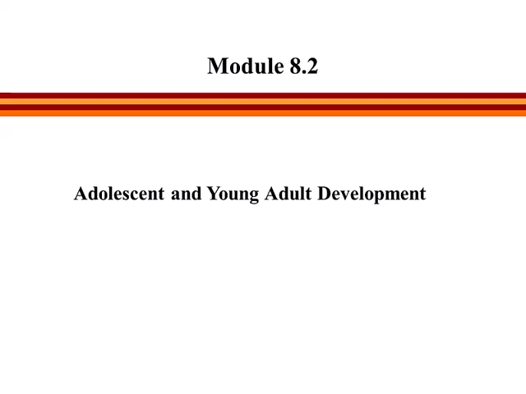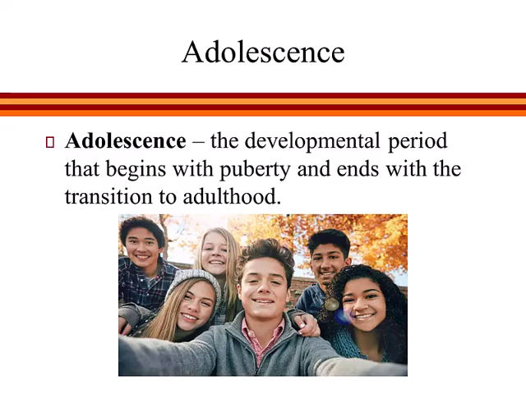In this video, we'll continue talking about developmental changes that occur across the life course. Specifically, I'll be discussing some important physical, cognitive, and social changes that occur during adolescence and early adulthood. Adolescence is a developmental stage that begins with the onset of puberty and ends with the transition to adulthood.